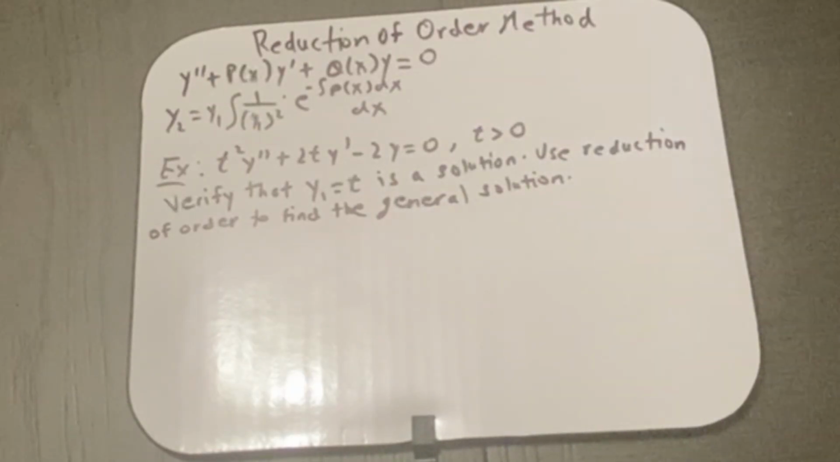Now, before we begin any of this, we have to look at our given equation and check whether it's in the general form, that is y double prime plus p(x) times y prime plus q(x) times y is equal to 0. So let's do that.